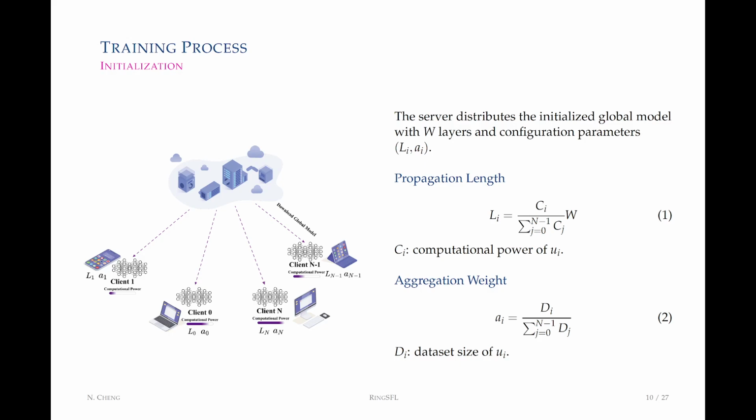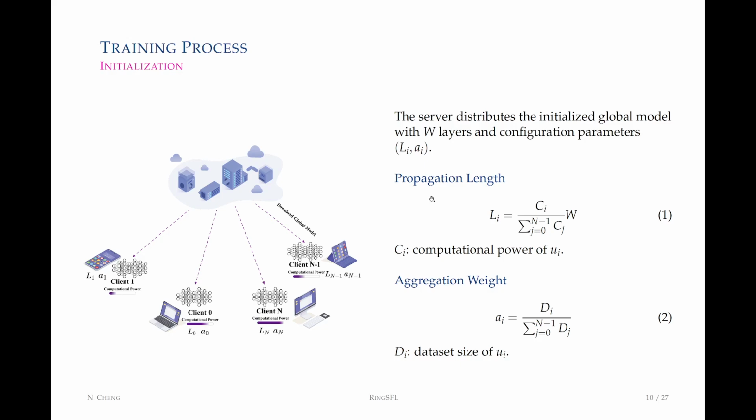The propagation length is a unique parameter of the proposed RingSFL, which is used to specify the number of layers that need to be propagated in the local model each time the forward propagation is performed. For example, if the propagation length of a client is 3, it means that the client only needs to propagate 3 layers in the local model.